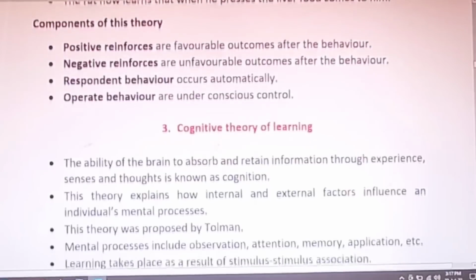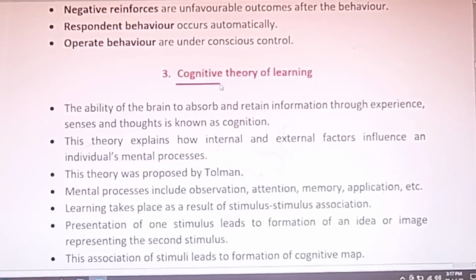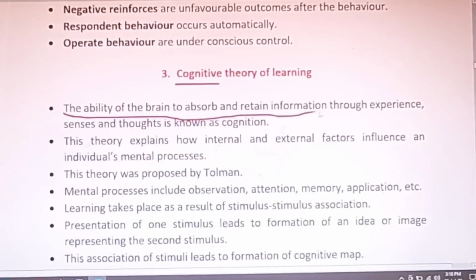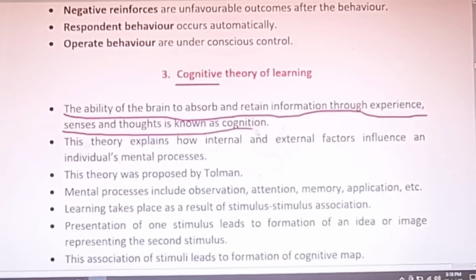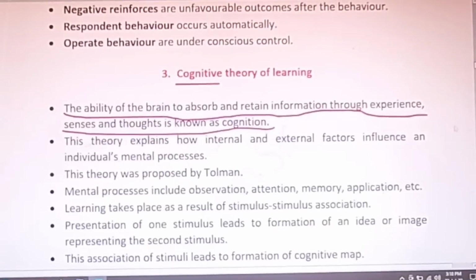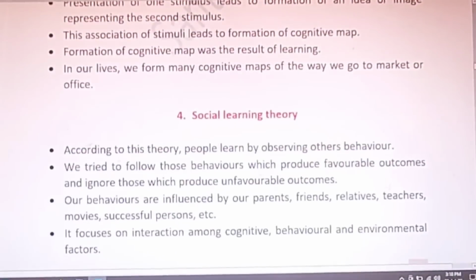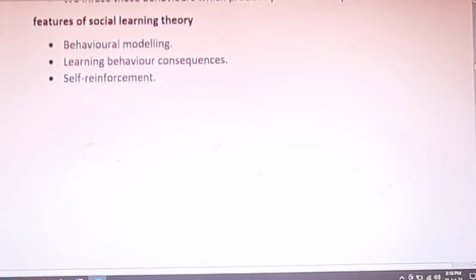So then we have cognitive theory. Cognitive basically means our mental abilities, right? The ability of the brain to absorb and retain information through experience, senses, and thoughts. So that is called cognition. And from cognition, we get cognitive, right? Like all the students, they have this type of learning, cognitive learning. Okay. Then comes social learning. Man learns from society, from friends, from family members, from relatives. So like that, you can define all these points.